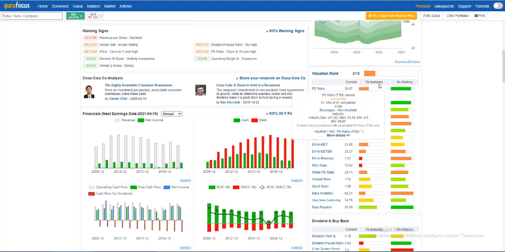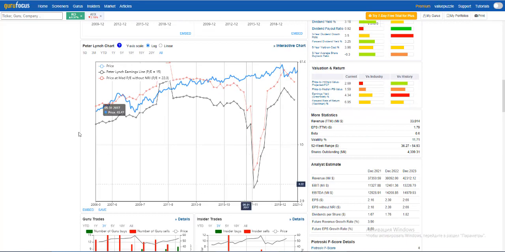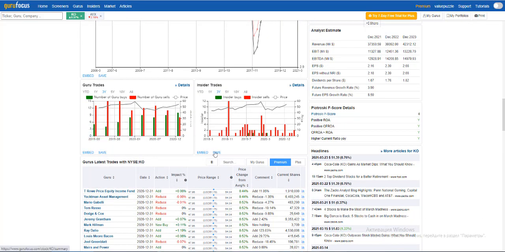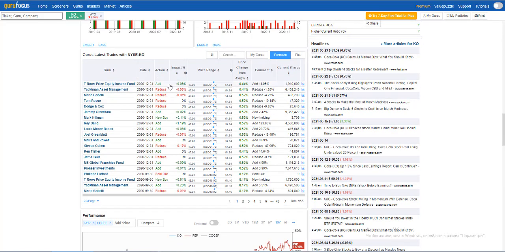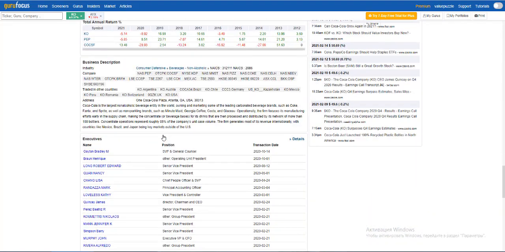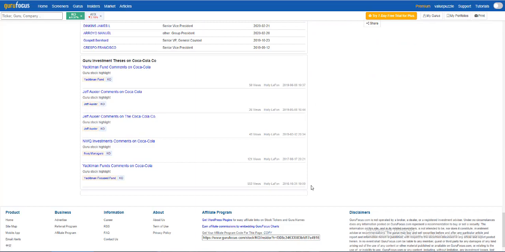Here is the valuation rank, PE versus industry and historical one. It's actually really convenient that they have it in colors and they compare industry and history of the company. Like now the PE ratio is currently 29, which is not really low. What else? Peter Lynch chart and Guru trades for the past 2 years, 3 years, whether investors bought or sold this particular stock. Insider trades, again, whether they are buying or selling. Some latest trades, probably who added to the position or reduced it, and main executives in this company.